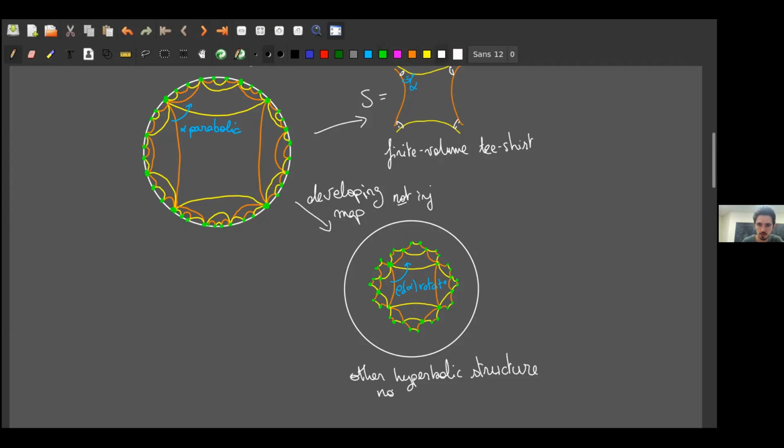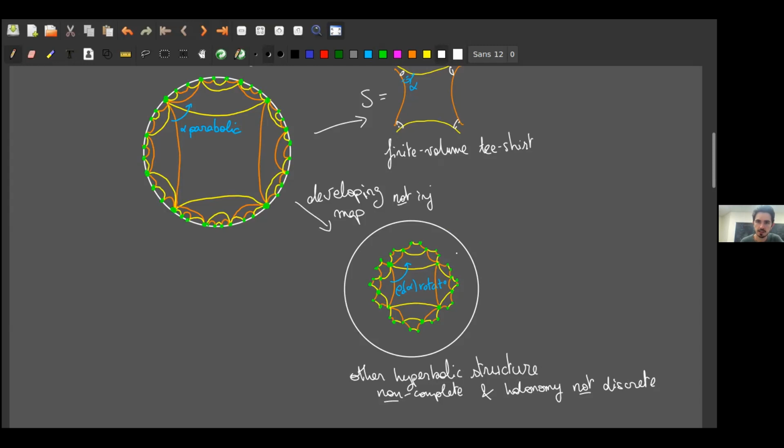And the holonomy is not discrete. So in this sense, it's a pretty bad hyperbolic structure.